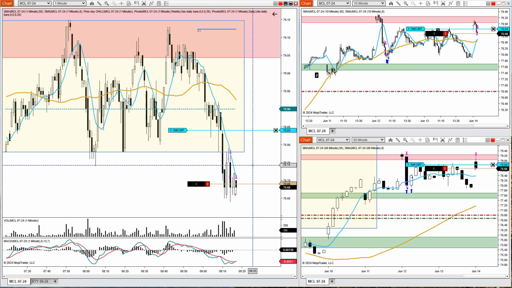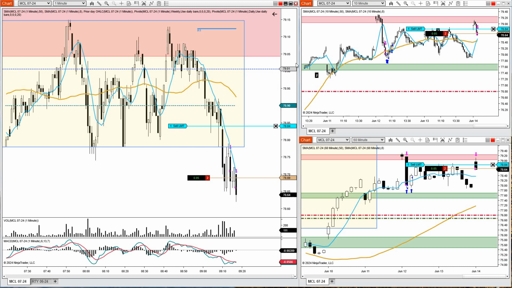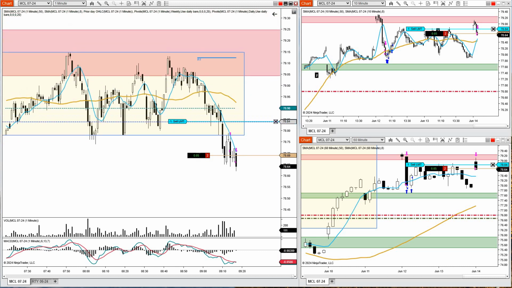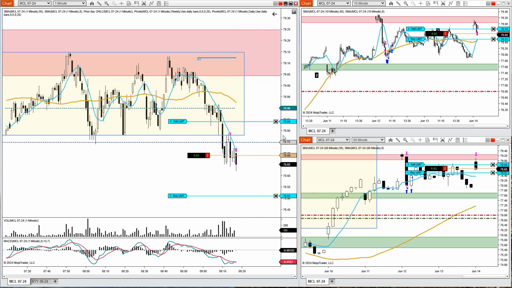Alright, I just sold another contract, trying to scale into this trade. Looking for the market to break down. I'm gonna take one off right above 51, order submitted, and I'll let the remainder of this position work.